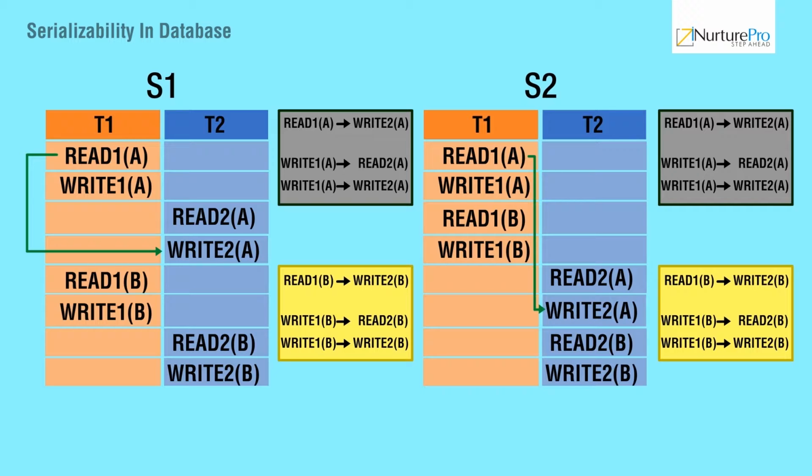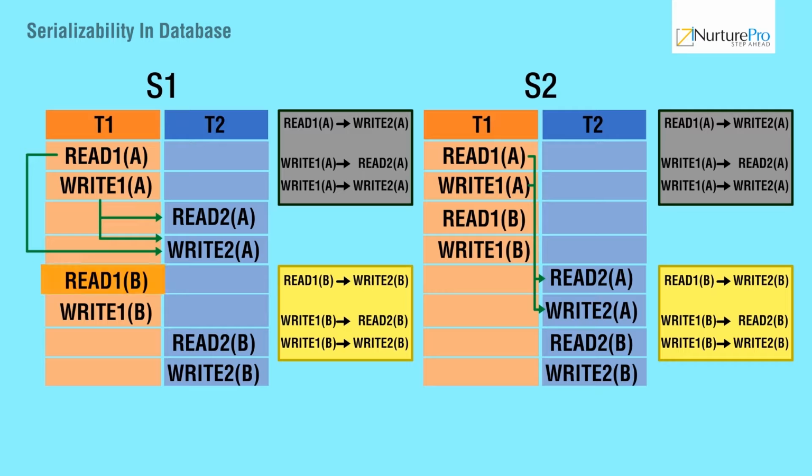The next operation in S1, write 1 of A in T1, is followed by write 2 of A in T2 and read 2 of A in T2. Even in S2, write 1 of A in T1 is followed by write 2 of A in T2 and read 2 of A in T2. So even this condition is true in both the schedules. Let us see the next operation in S1.